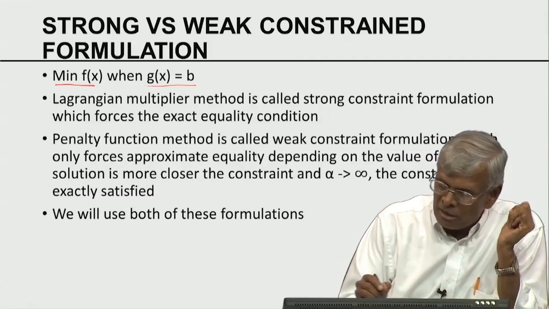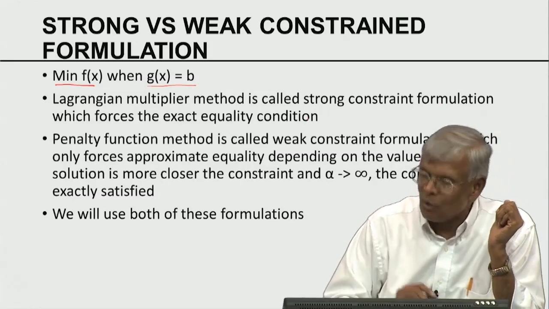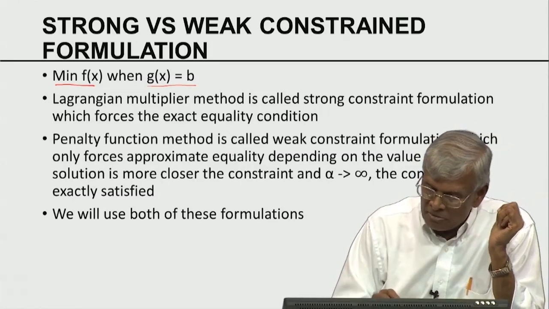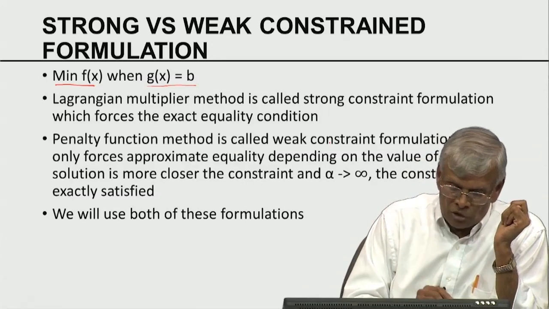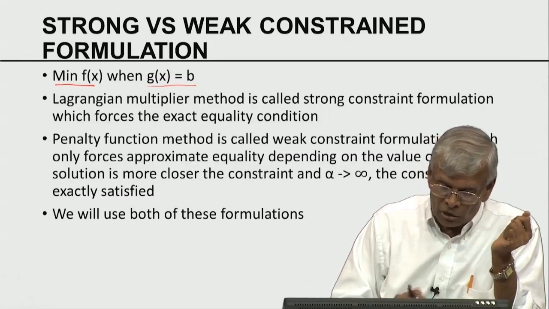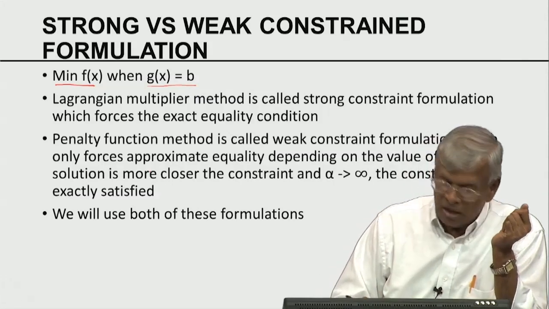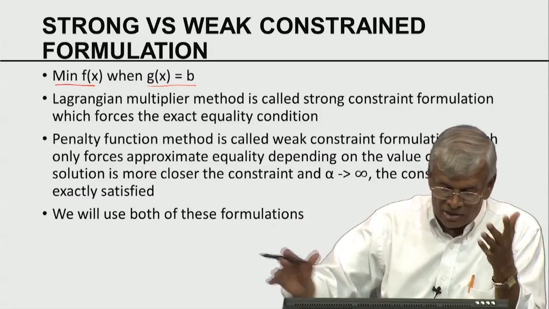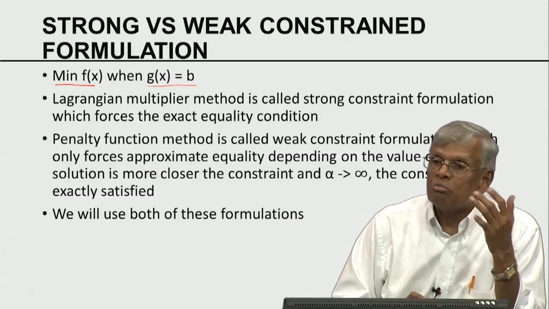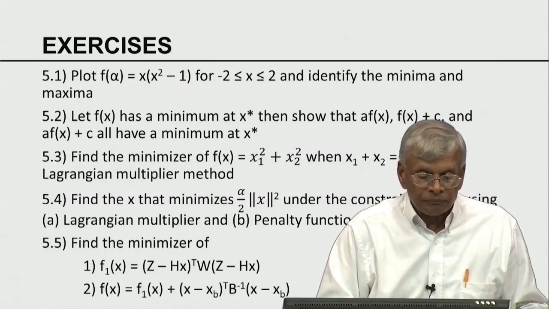So the Lagrangian multiplier method is a strong constraint formulation which forces exact equality constraint. The penalty function method is called a weak constraint formulation which only forces approximate equality depending on the value of alpha. The solution is closer to the constraint when alpha goes to infinity. When alpha goes to infinity, the constraint is exactly satisfied. We will use both formulations in most data assimilation problems.